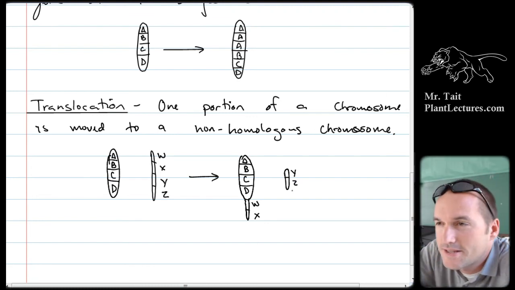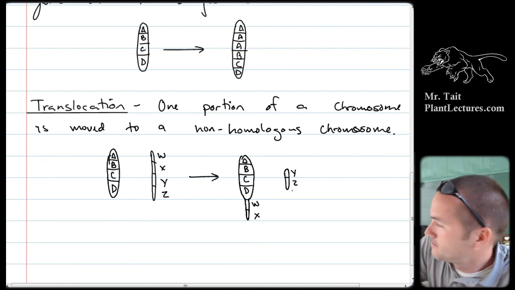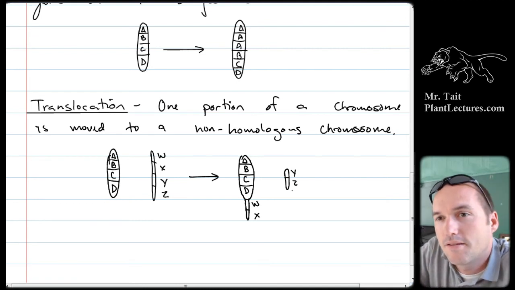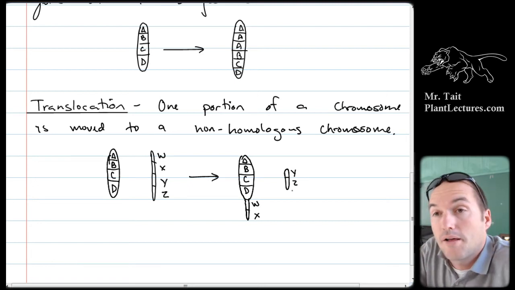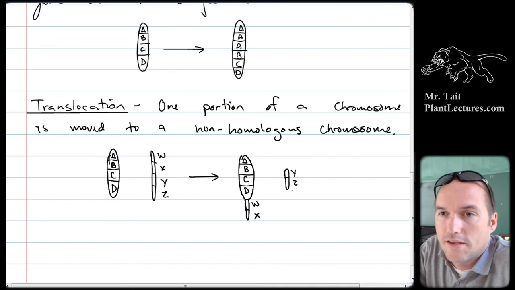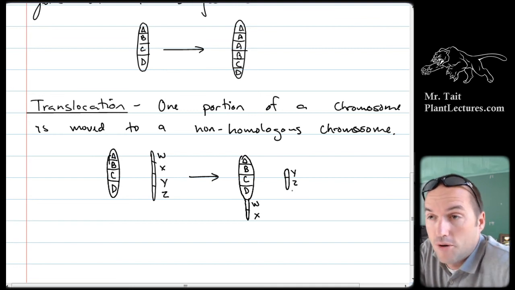This one is a little bit more difficult to think about. Yeah. What do you think? What's the difference between why is one skinnier than the other? Because they're non-homologous chromosomes. It would be like, let's say, chromosome 1 and chromosome 2 in your body, right? And part of chromosome 1 ended up on chromosome 2.